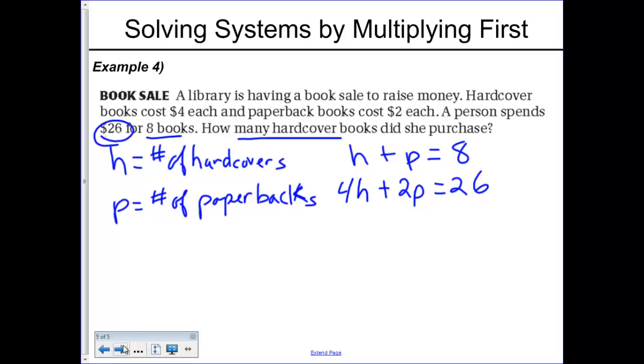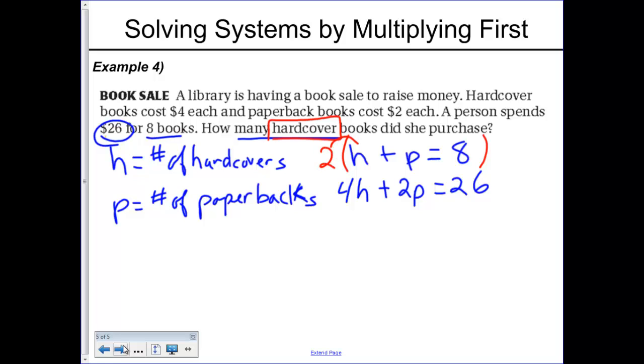In order to use elimination, we have to multiply first. So we have to make a decision. Do I want to cancel out the number of paperbacks or the number of hardcovers? Now, we are only asking you to solve for the number of hardcovers, so we want the letter H to be left in the problem. So what we should eliminate is the letter P. How do I get the P and the 2P to become common? Well, I only have to multiply the top one by 2.